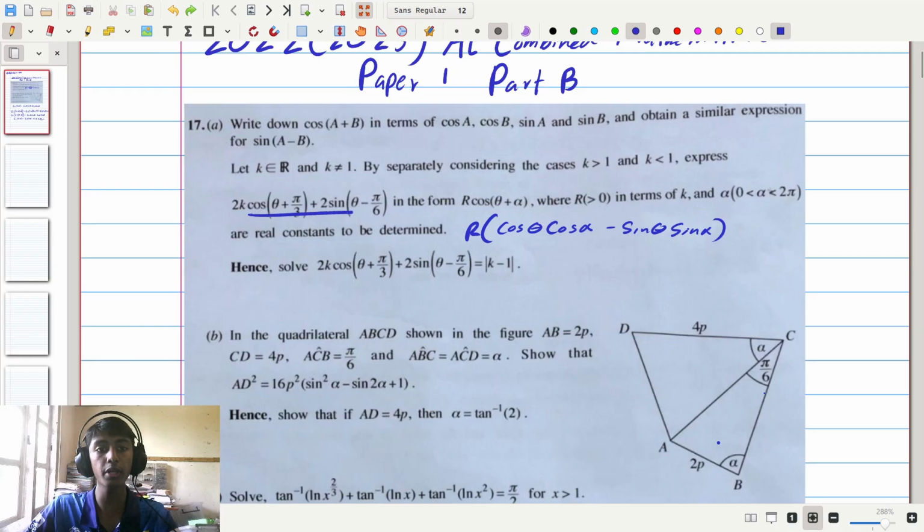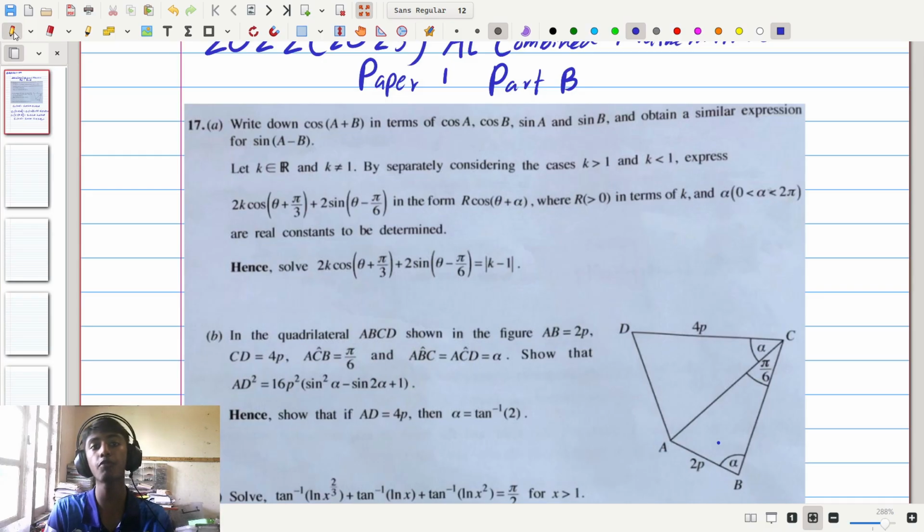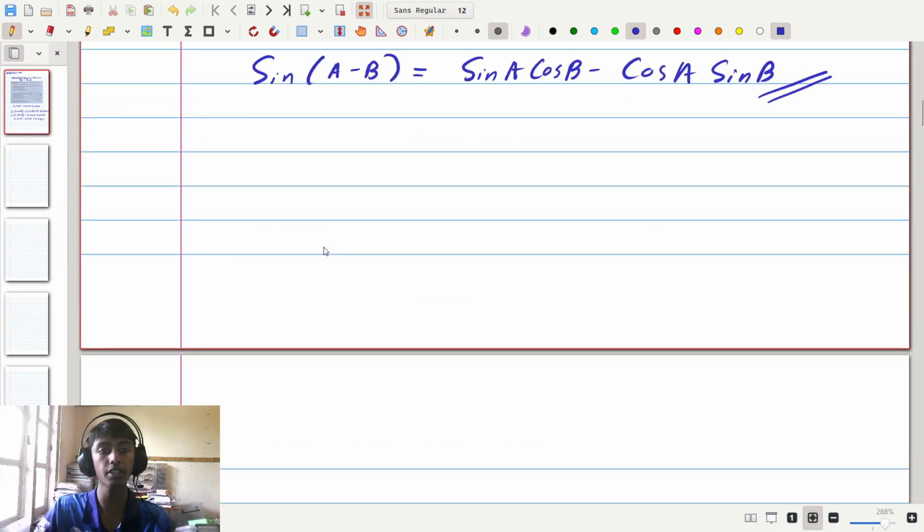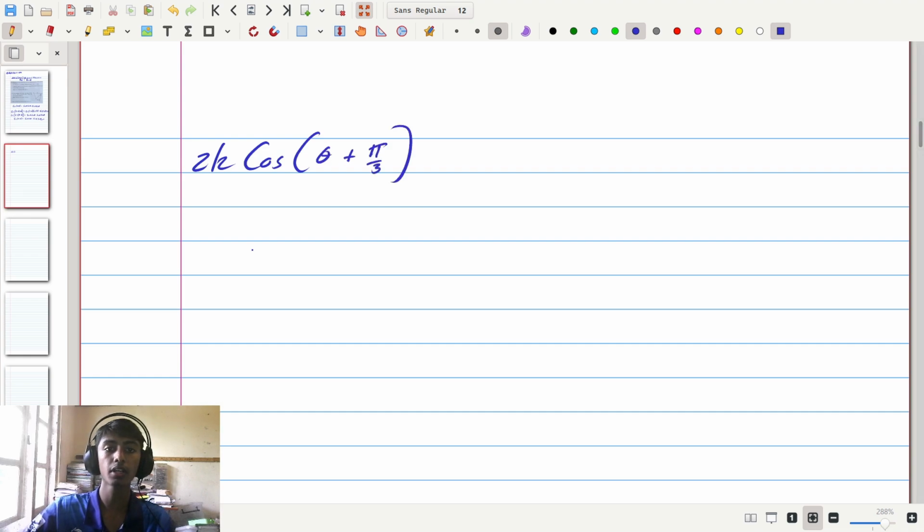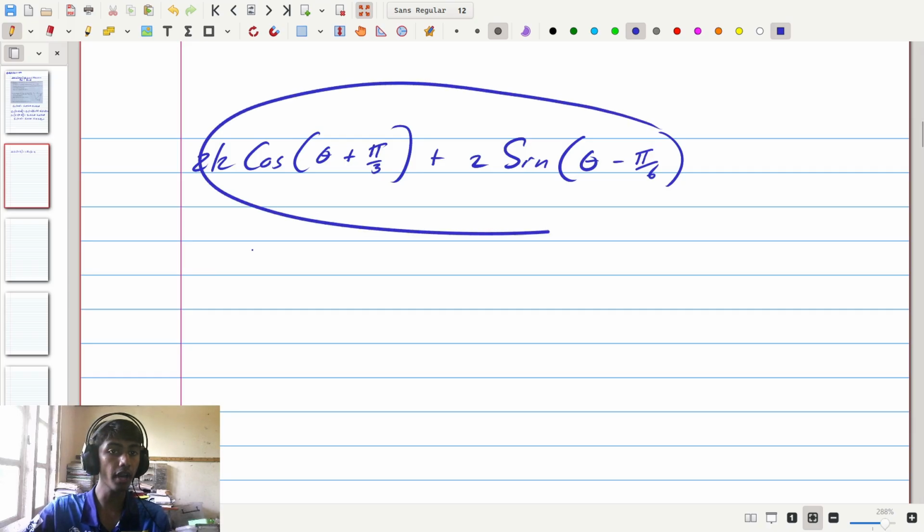So we need to basically reduce this into sine of thetas and cosine of thetas and then group them such that we have the form of r times cosine theta times cosine alpha minus sine of theta times sine of alpha. So with that goal, let's start expanding the expression on the left hand side into something that can be formed into the expression on the right hand side. So for the left hand side, we have 2k cosine of theta plus pi by 3 plus 2 sine theta minus pi by 6. So we know we're going to have to expand this eventually.